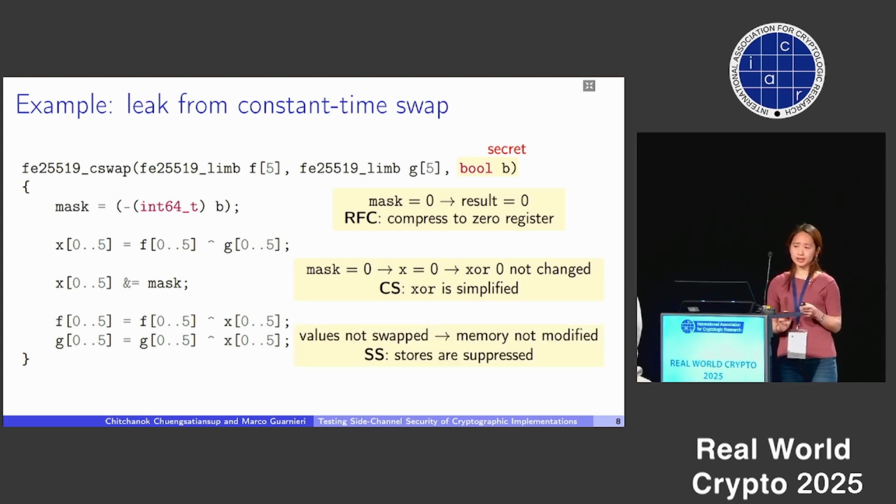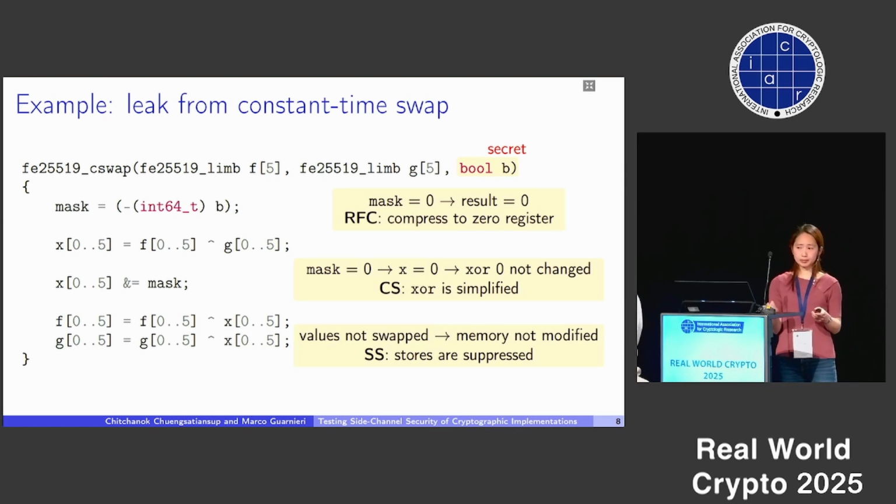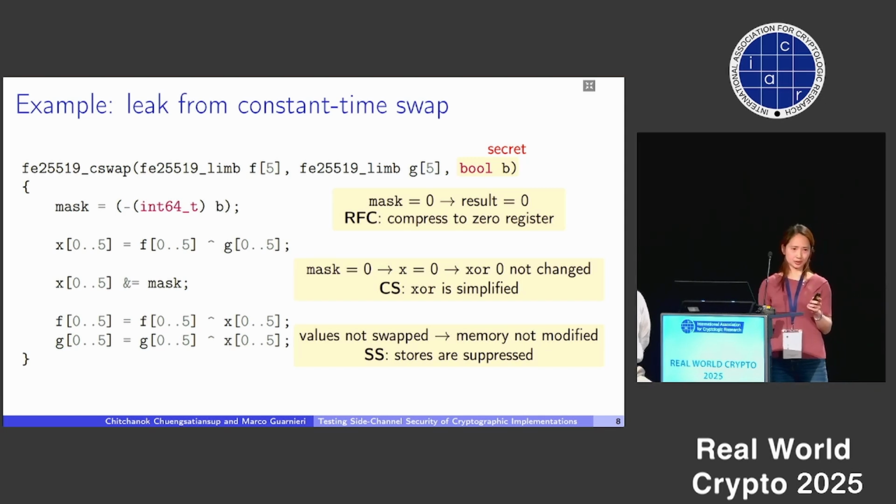And the last one is that if the values of f and g remain unchanged, so if the values are not swapped, then the memory will not be modified. Then again, silent store comes in. If you store the same value, then you don't need to store in the first place, because you store the same value. So there's another leak from silent store.